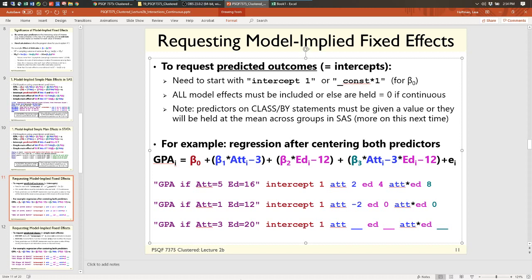Analogously, what goes here if I want attitudes equals 3? 0. What goes here if I want education 20? This is 8. And what goes here? 0. Yeah, not so bad, right?